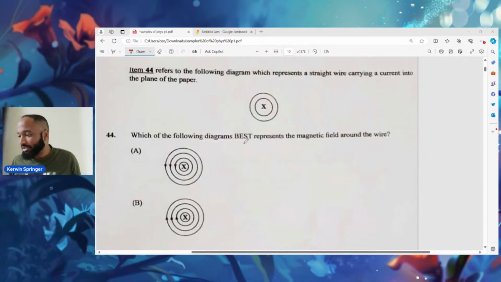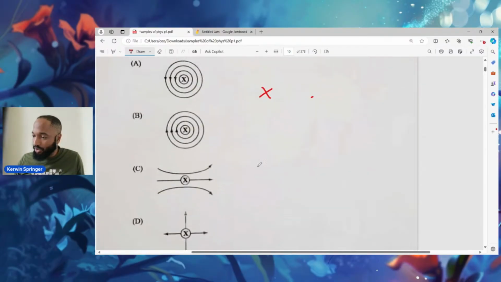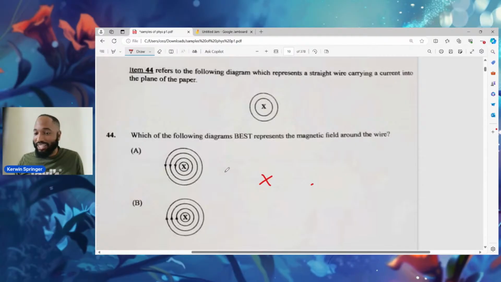Which of the following diagrams best represents the magnetic field around the wire? All right. When you say X, you're going into the wire, right? If you see a point, you're coming out. So X is going in, so use the right hand grip. We could just ignore C and D. I was checking to see if C and D make any sense, but let me just ignore them. And we'll go with D. D is the correct answer when you use the right hand grip, right?